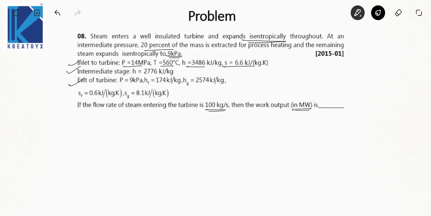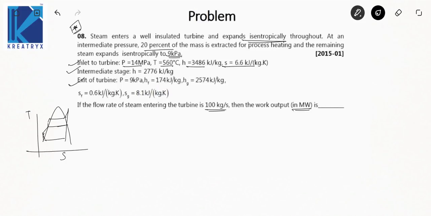Okay, do you want to try it yourself first? It's a good question, so try it yourself first before seeing the solution. So if you have tried it yourself, let's construct a rough TS diagram, again this process, to have a better clarity of the process.